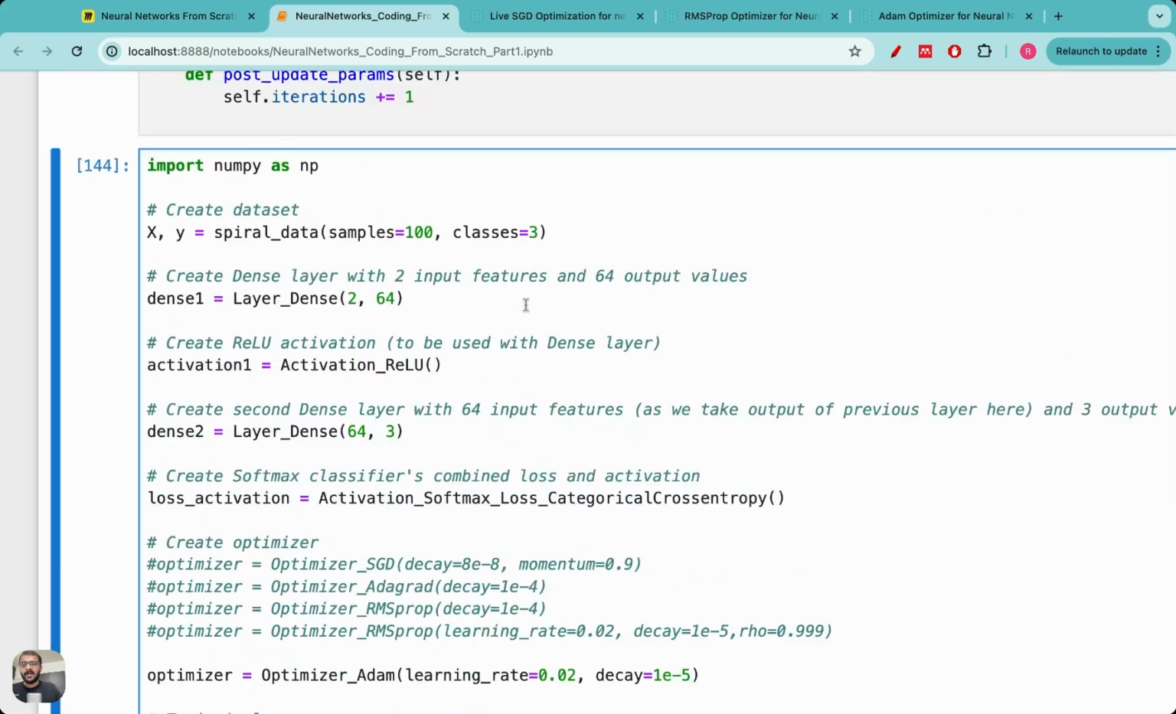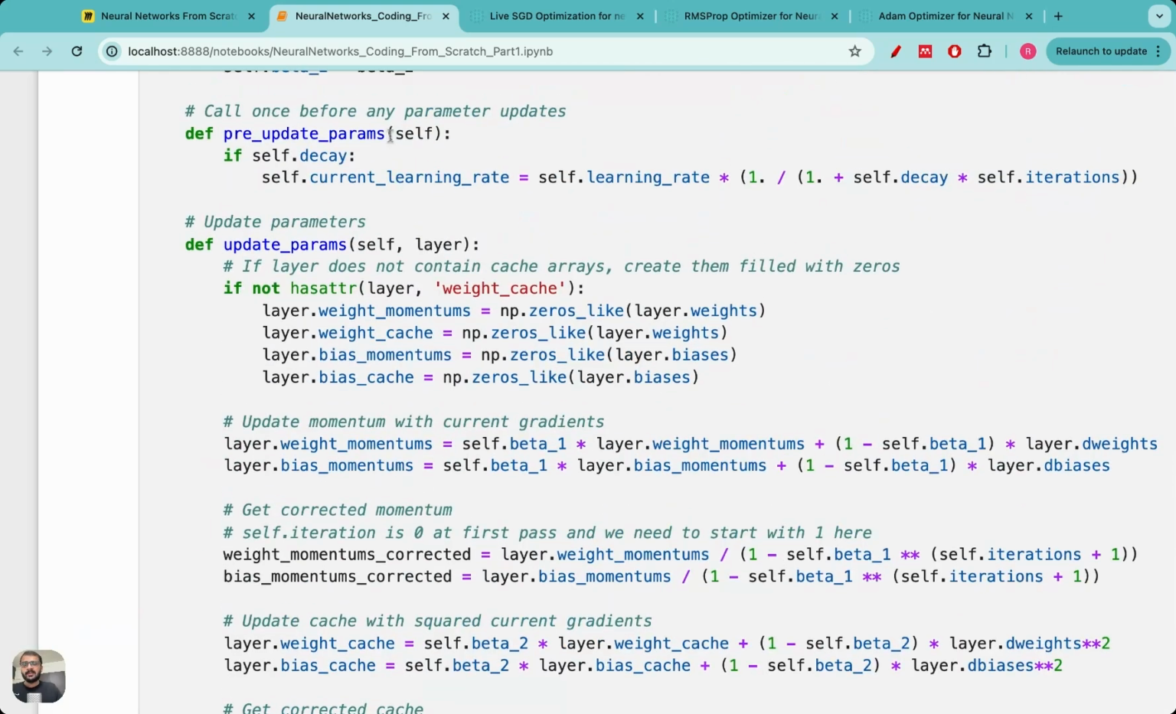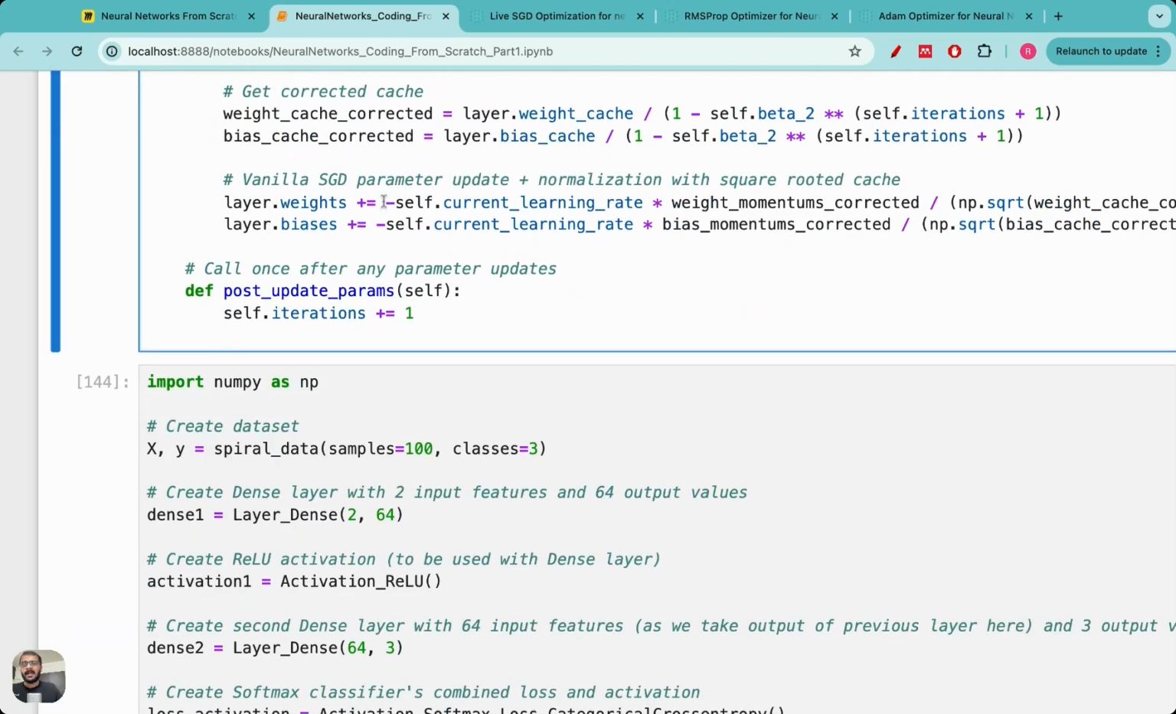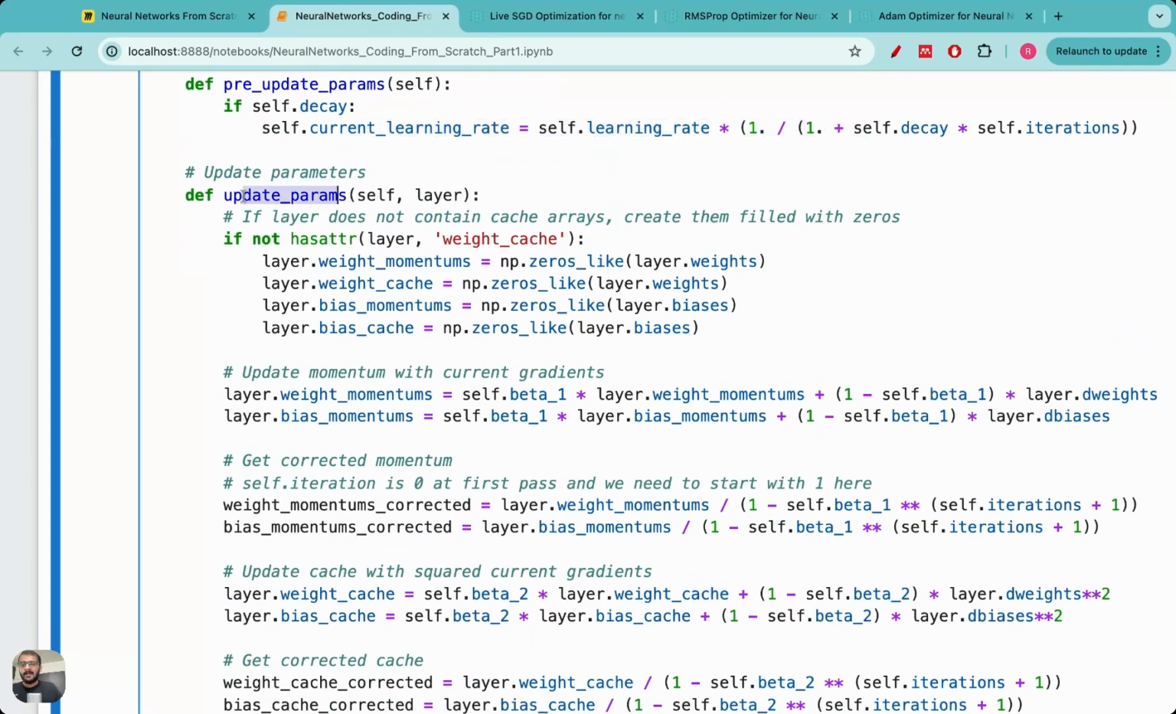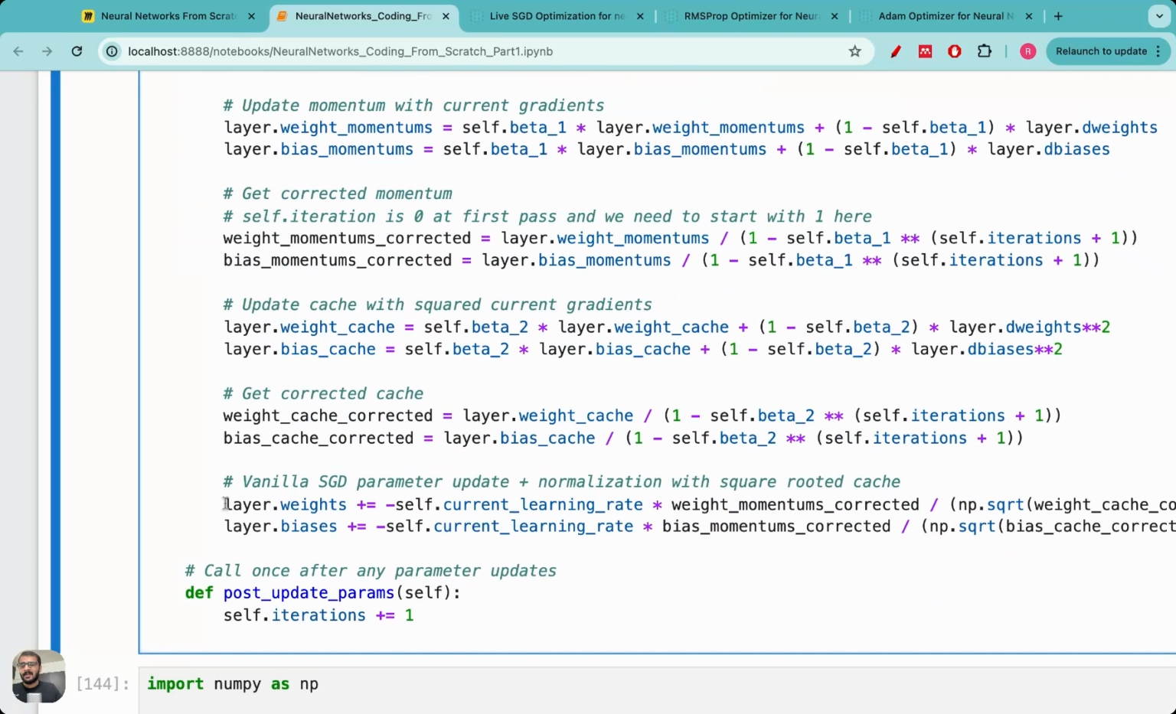Once we have found all the partial derivatives of the loss, we are ready to call the different optimizer methods which we have defined over here. First we are going to call the pre-update params, which will make sure that the learning rate is updated. Then we are going to call the update params, which will make sure that the weights and biases of every layer are updated according to the current partial derivatives of the loss with respect to those weights and biases.